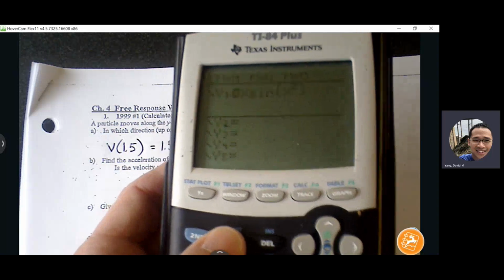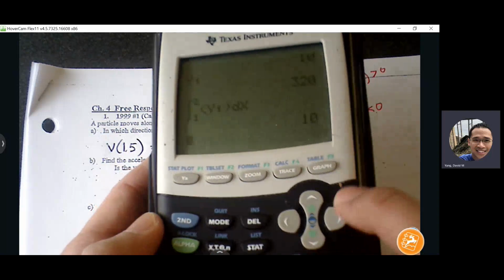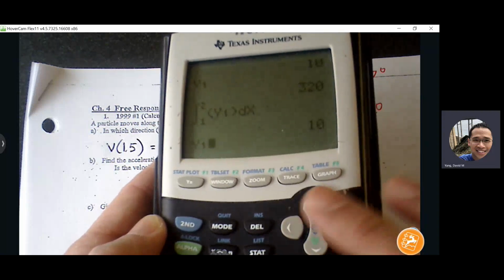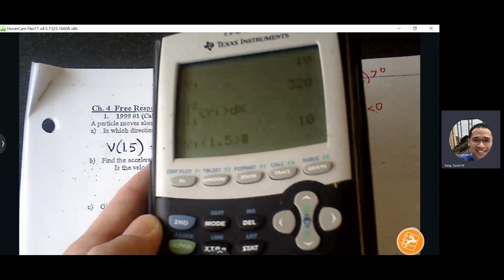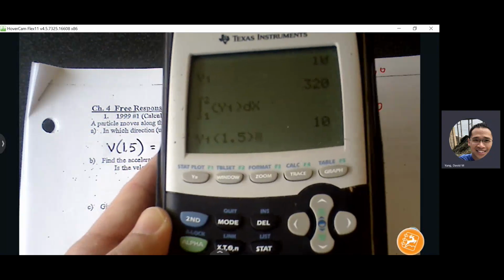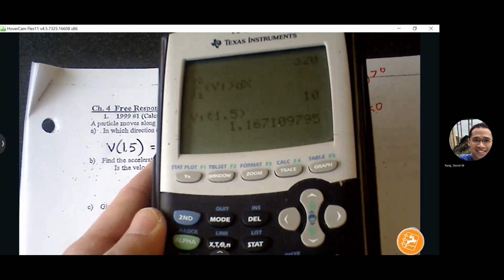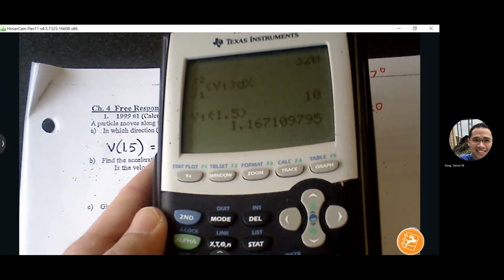Okay, again, second mode will take you to your home screen. And now I'm just going to call the function, vars, y vars, function y1. And I'm just going to insert 1.5 directly into the function. And that way I don't have to go and replace everything manually. It'll just do it for me. I get 1.167.